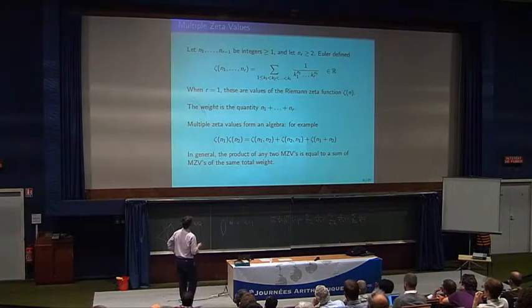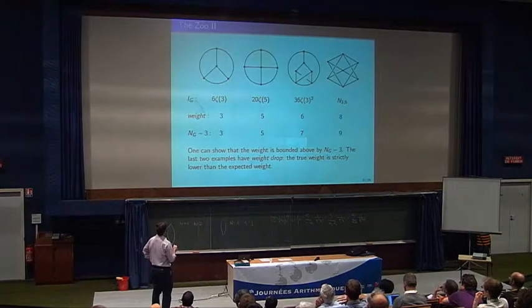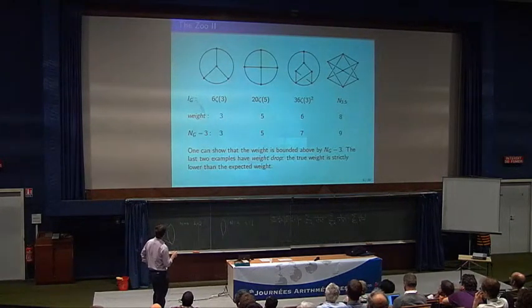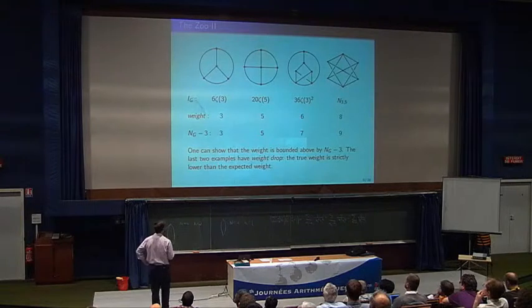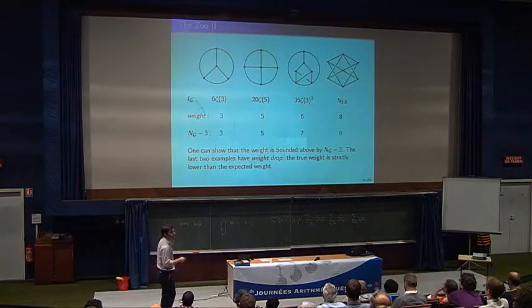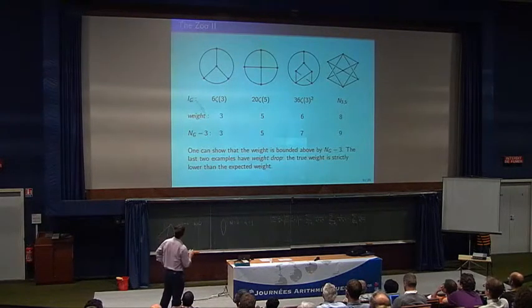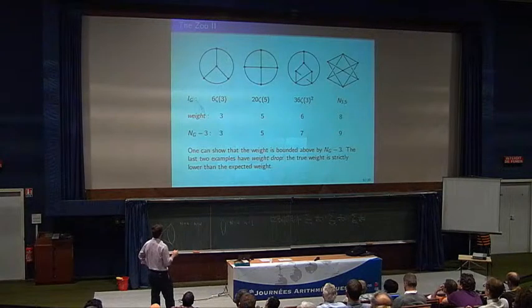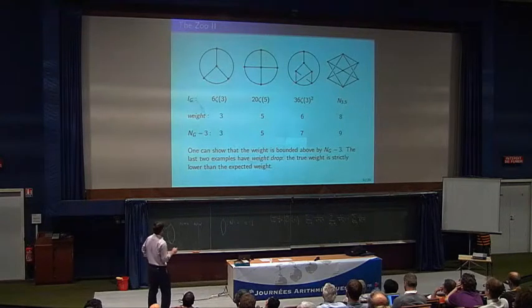Okay, so let's look at the weights of the integrals in these examples. We had these 4 examples here. The first one gave 6 times zeta(3), which is of weight 3. Now one can show in general that the weight of the multiple zeta value occurring, if it occurs at all, will be bounded above by the quantity N_G minus 3. This is the number of edges of the graph minus 3. This graph has precisely 6 edges, so 6 minus 3 is 3, and indeed we get a multiple zeta value of weight 3.